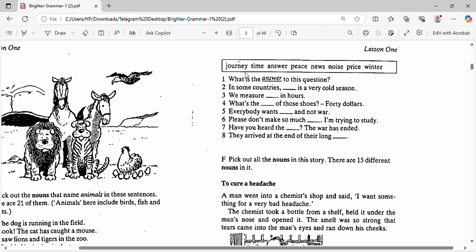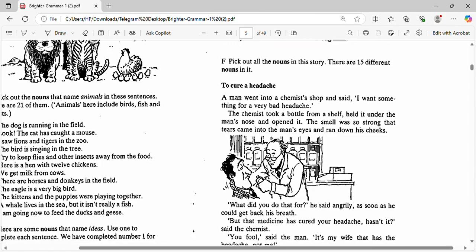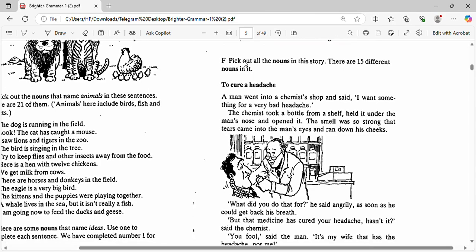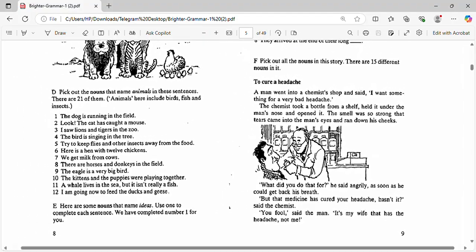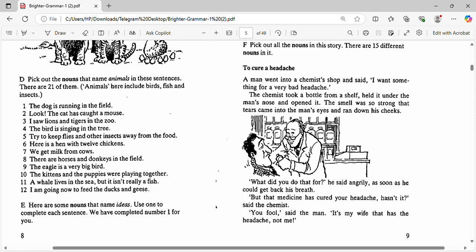Okay, so let's move on. So this exercise, you're going to do this exercise yourself. You can pause it. So you're going to pick out all the nouns in this story. There are 15 different nouns in them. Now there is no need to repeat a word, just 15 nouns. If they're repeated, count it as one. So you're going to pick out all the nouns that are here and count them. 15 nouns.